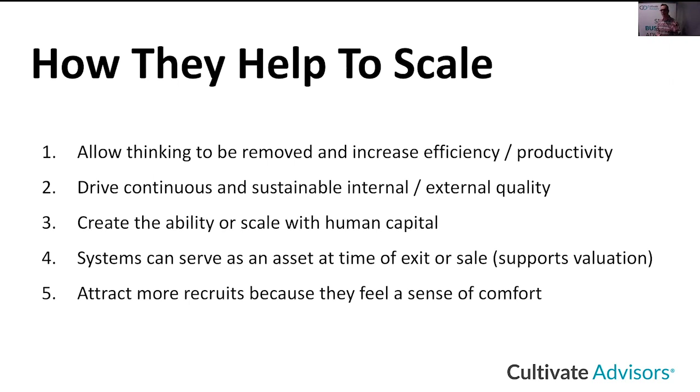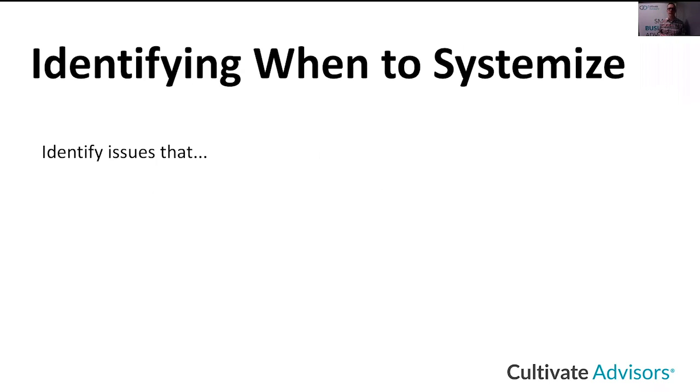So these are my big five. Again, if you have a different type of system or reason for why they help scale, please feel free to put in the chat box. But let's move on to identifying when, right? I think you understand maybe the importance now, maybe you already did. Let's talk about, how do you know when to systemize something?